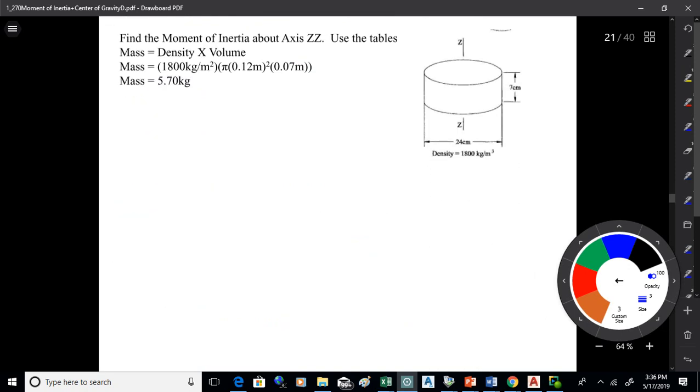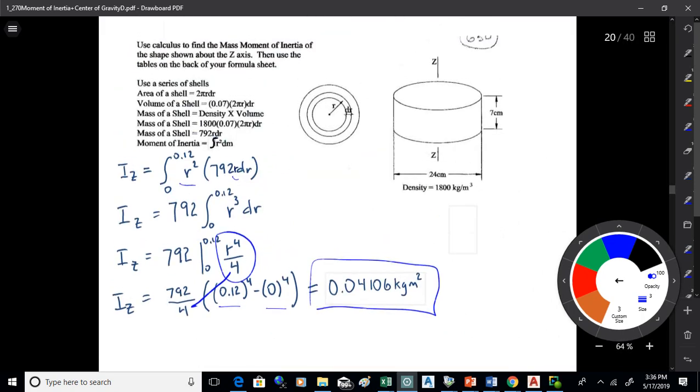Now let's use the tables on the formula sheet to do this. This was using calculus, but if you go to tables, you've got one person who's done the calculus and then written the answer down on a table, and everyone else can go get it. That's on the back of the formula sheet. I've got a bunch of moments of inertia.